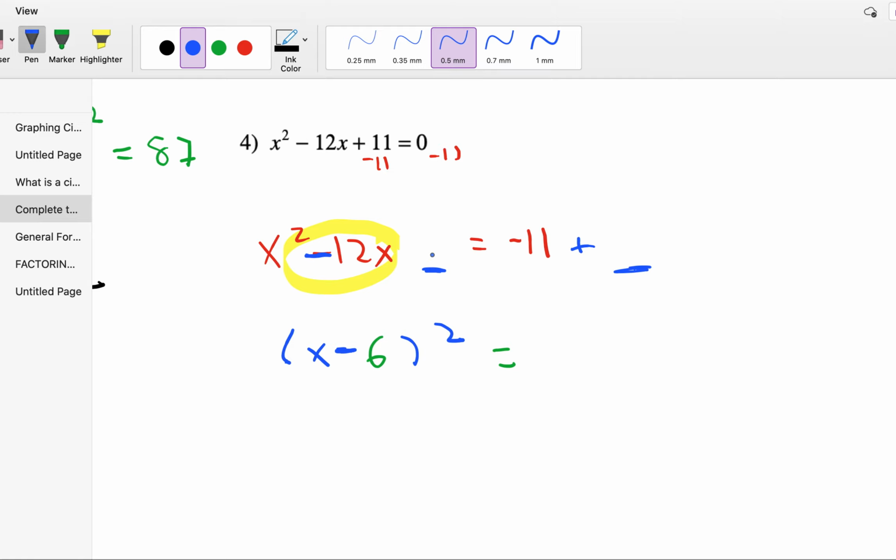So the number that's going to go in this position will always be the last number, the whole number squared. So I'm going to take this, negative 6 times negative 6, and that gives me 36. So I'm going to add 36 to this side as well. I don't need to do anything with this number. It's already included right here. But I do need to add it on the right side. So 36 minus 11 is 25.